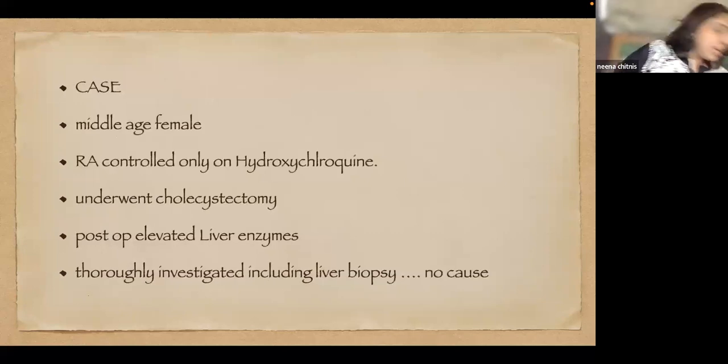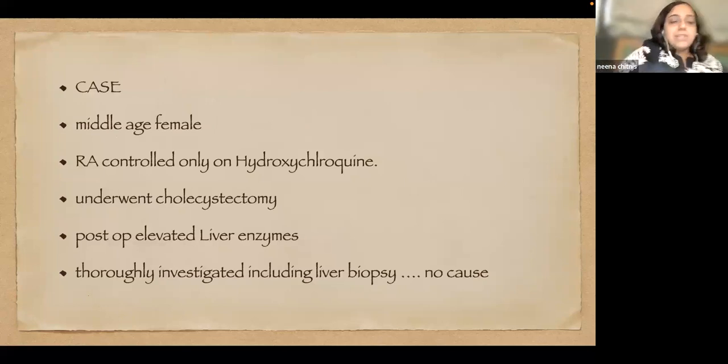So let's begin with a case. Let's begin with a case to show the importance of a good clinical examination. There was this middle-aged female, a patient of rheumatoid arthritis, well controlled for many years on hydroxychloroquine and doing fairly well only on hydroxychloroquine.